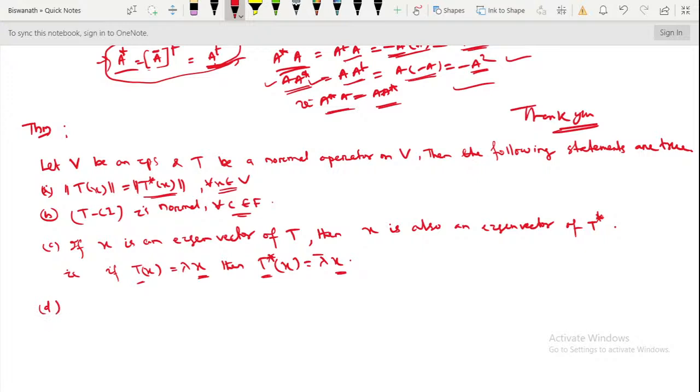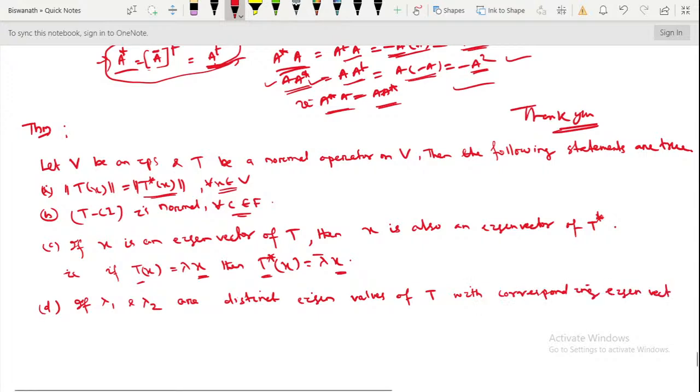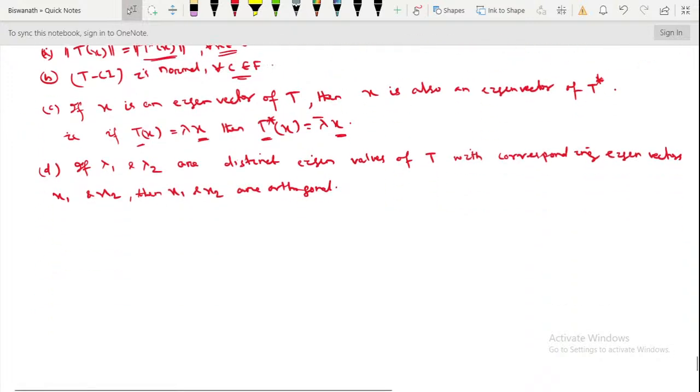And in D, what we have to show: if lambda 1 and lambda 2 are distinct eigenvalues of T with corresponding eigenvectors x1 and x2, then x1 and x2 are orthogonal. Okay. So now I will prove these 4 parts.